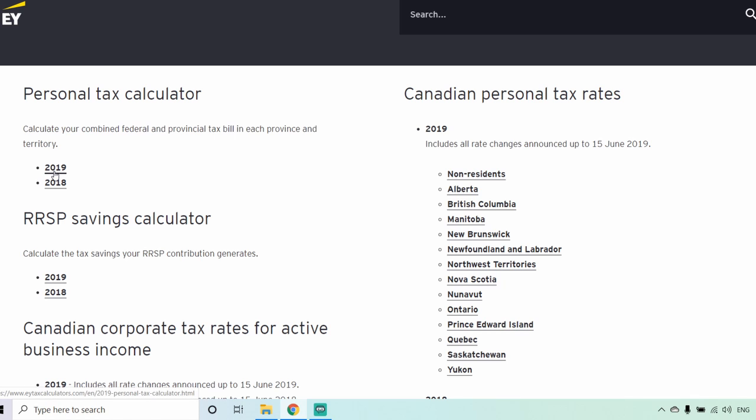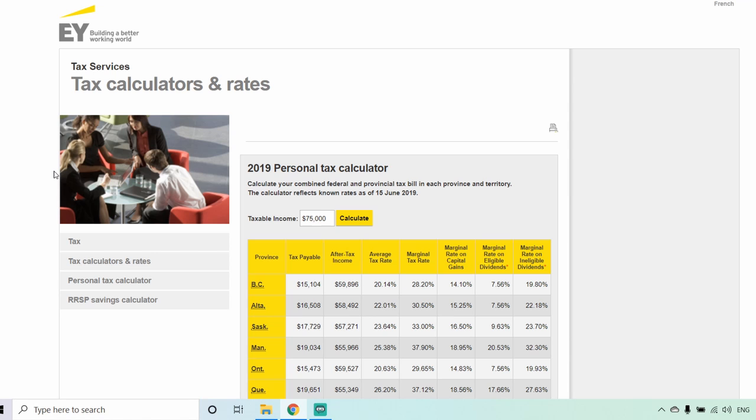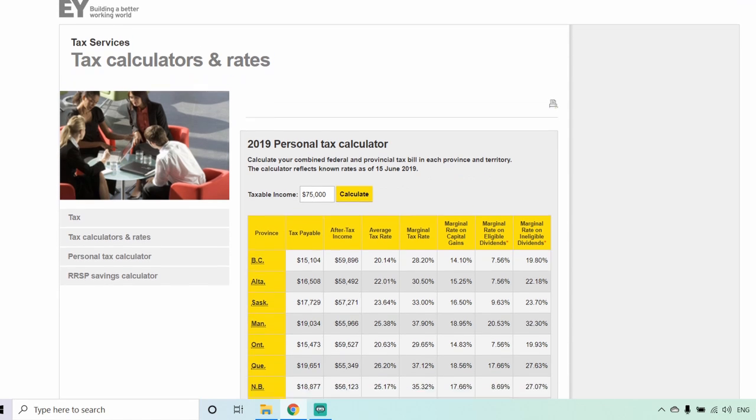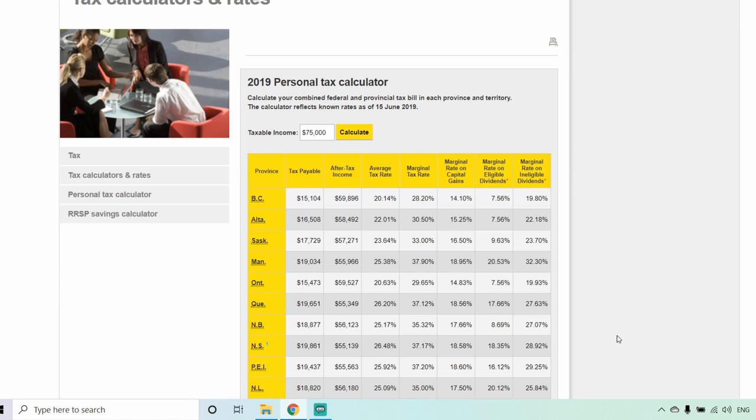Personal calculator, 2019. Again, the 2020 is going to be coming out soon. Let me scroll down. Okay, tax on 80,000 is, calculate, in Ontario, $17,004. I make the $10,000 RSP contribution. It knocks my taxable income down to $70,000. This is the benefit of the first benefit of the RSP. You knock that taxable income number down by the amount of the RSP contribution. Hit calculate.